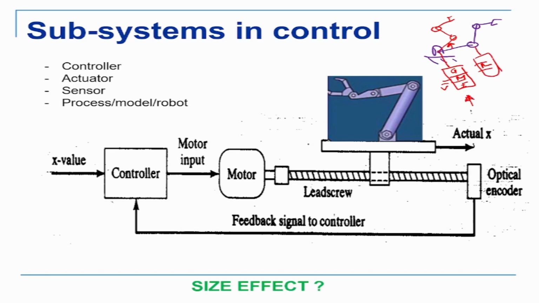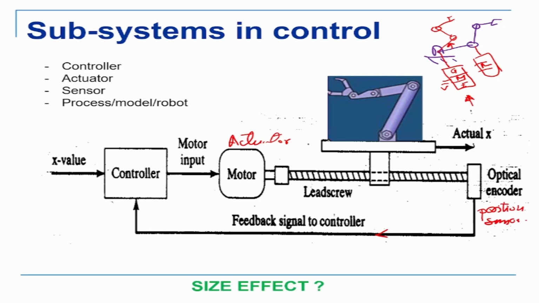So this is also called independent joint control, which means that the joints are independently controlled, and each of the control structures in the joint looks like this. There is a controller, there is a motor, which is an actuator here. Then there is an optical encoder, which is a position sensor. And this is my closed loop feedback system.